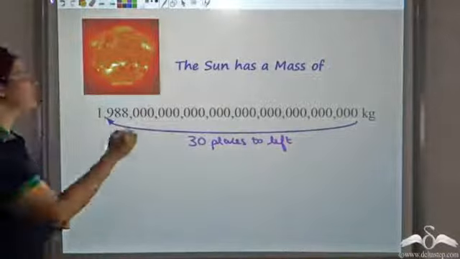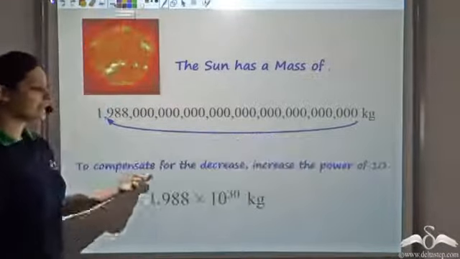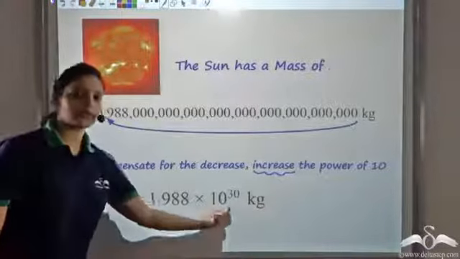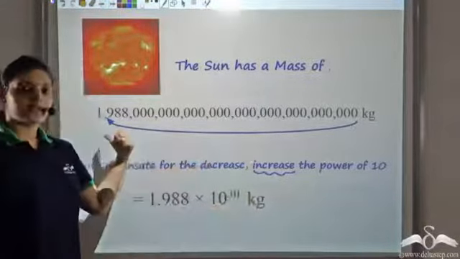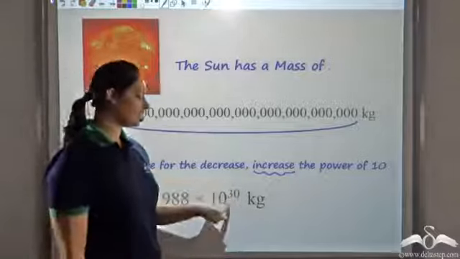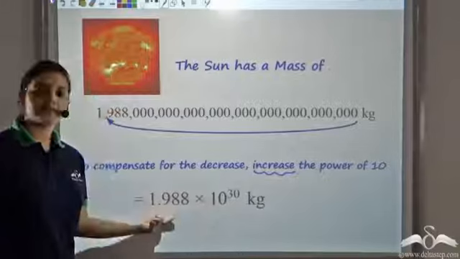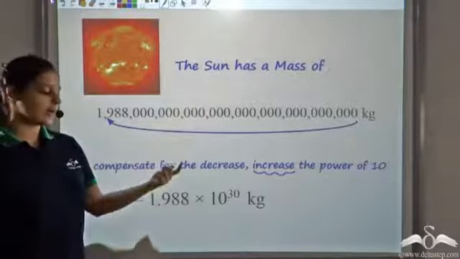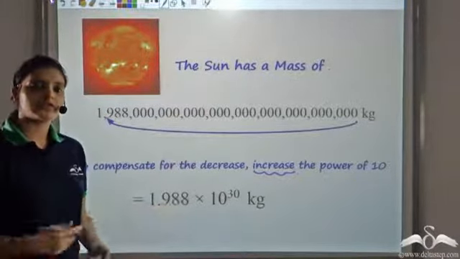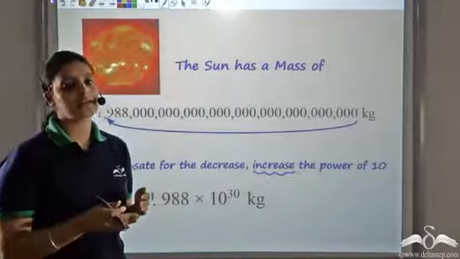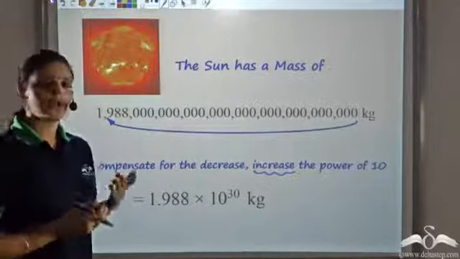So I've decreased the value. Now to compensate for the decrease, I increase the power of 10. That is 10 to the power 30. So I have to increase this exponent by 30, that is 10 to the power 30. This is how I can express this number as scientific notation. So this is how we can use scientific notation to express huge or extremely small numbers in a much smaller way.